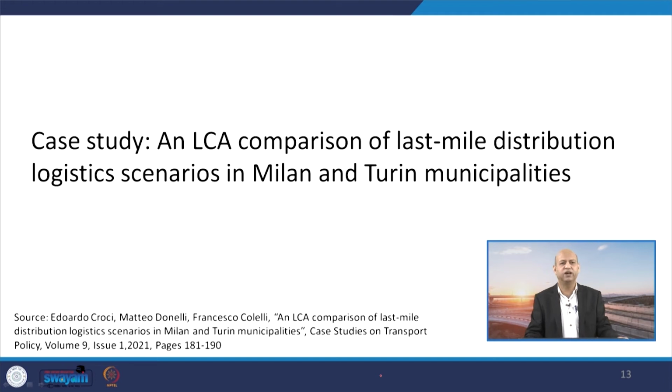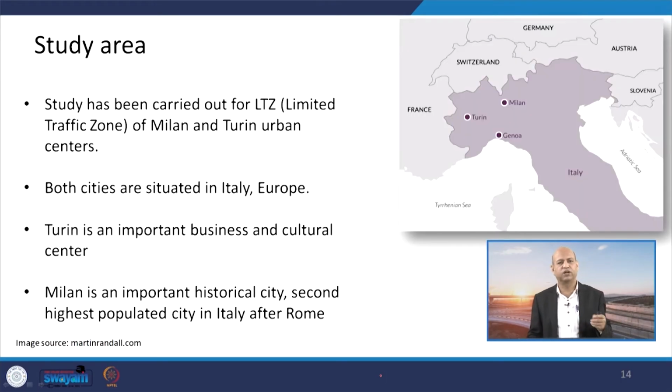Now, to implement the LCA related methodology, we will discuss a case study that will give you a better picture, and this case study is based on last mile distribution logistics scenarios in two cities of Italy. One is Milan and the other one is Turin. These municipalities have certain locations where there are transportation related issues. So, we will focus on those kinds of studies now, and this study has been carried out for the LTZ, that is, the limited traffic zone of these two cities, Milan and Turin.